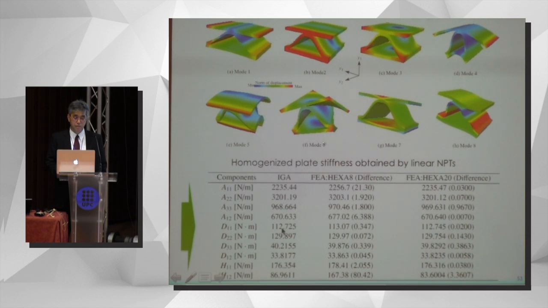As you can see, since we assumed the second order NURBS function, I forgot to tell you, I assumed in this case second order NURBS function for the isogeometric analysis, the result of this one is almost the same as this finite element analysis result with the 20-node hexahedral element.